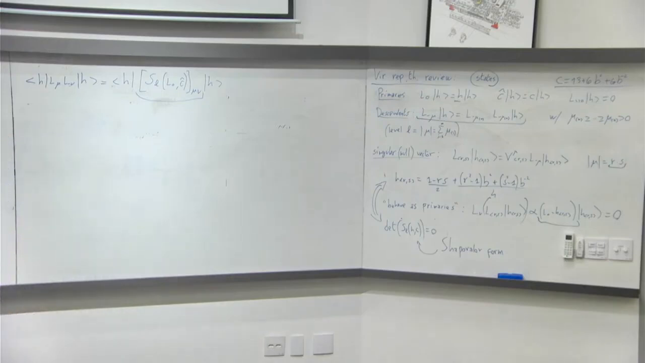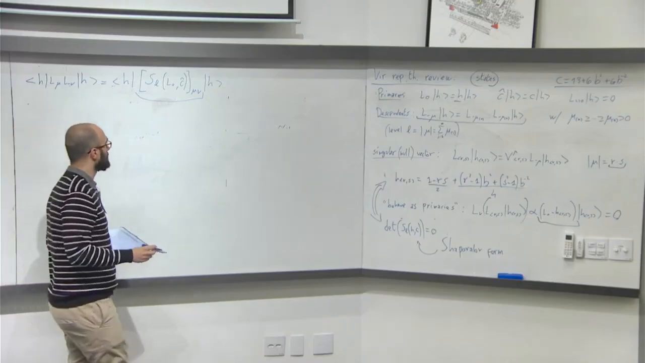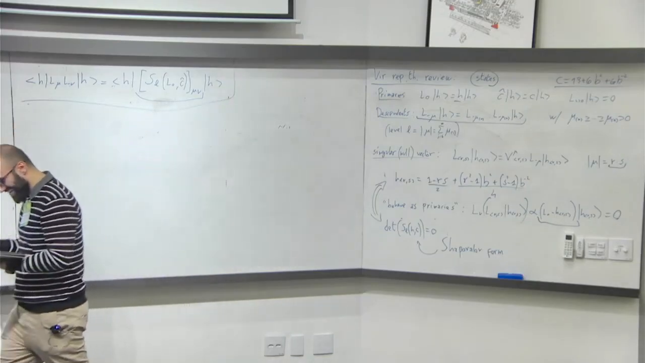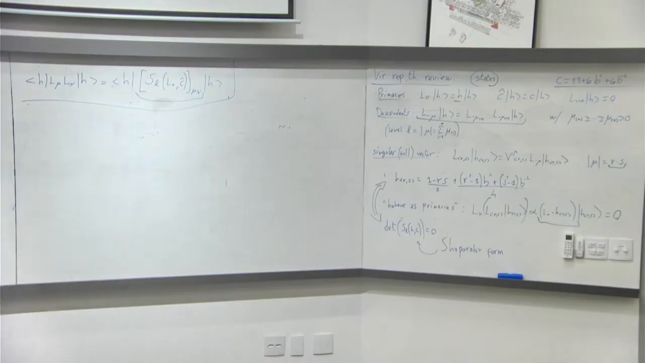Why do we care about that? We care about that because it's a central object for all the results that are going to come, including the Casimir operator.